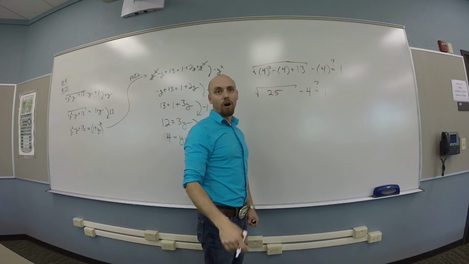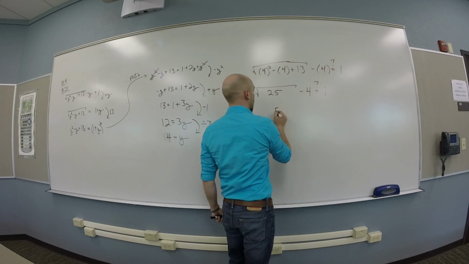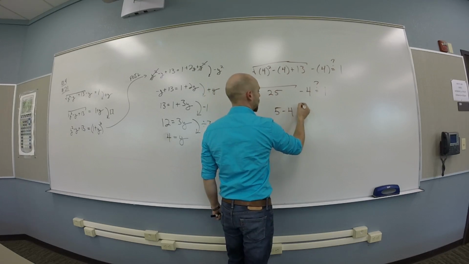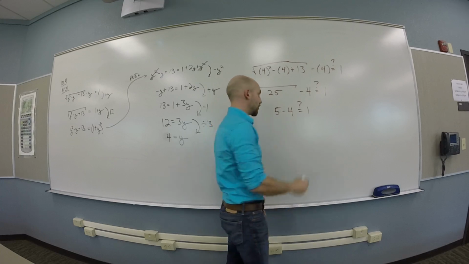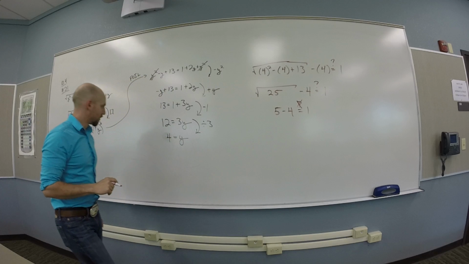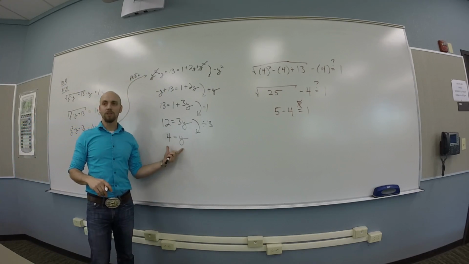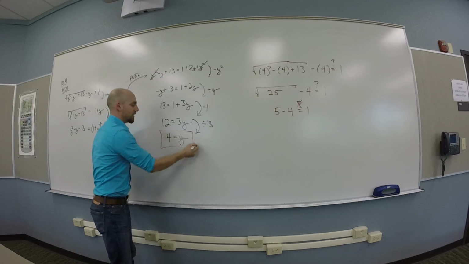Don't bother moving stuff around here. This isn't algebra, this is arithmetic. So this is 5 minus 4 maybe is 1? Is it? Yes. So what does that tell me about my y is 4? It's true. That is indeed a solution.